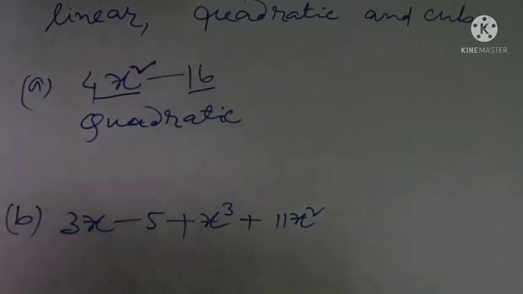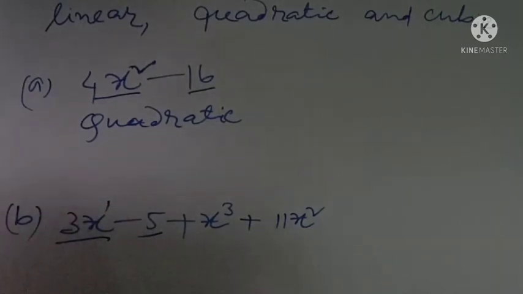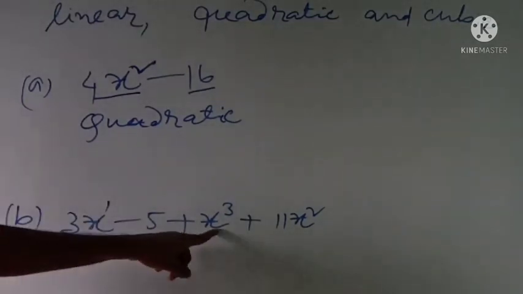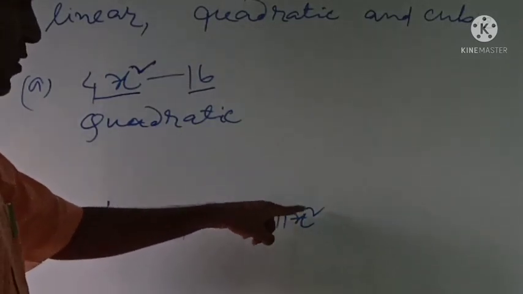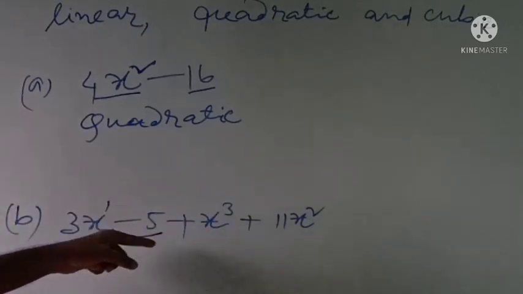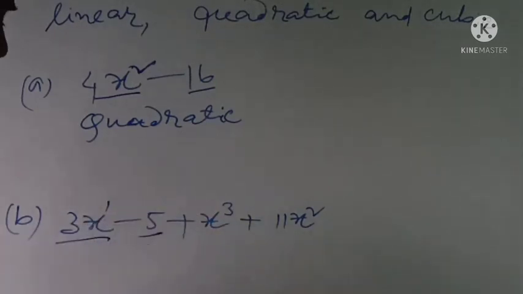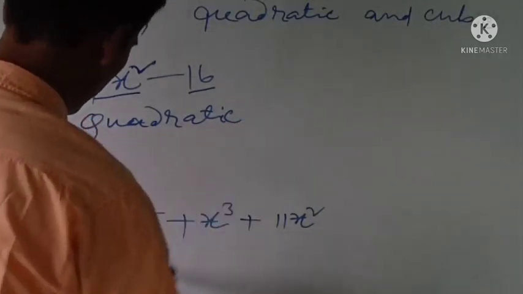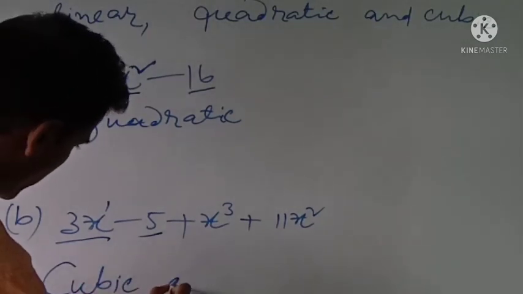Now see here, in the first term the degree is 1. X is one variable, no power means power is 1. The second term is 5. Here the degree of a constant term is 0. In this term, x cube, the degree is 3 and here the degree is 2. Since the highest degree is 3, the degree of the expression will be considered as 3. Since the degree is 3, it is a cubic expression. This will be a cubic algebraic expression.